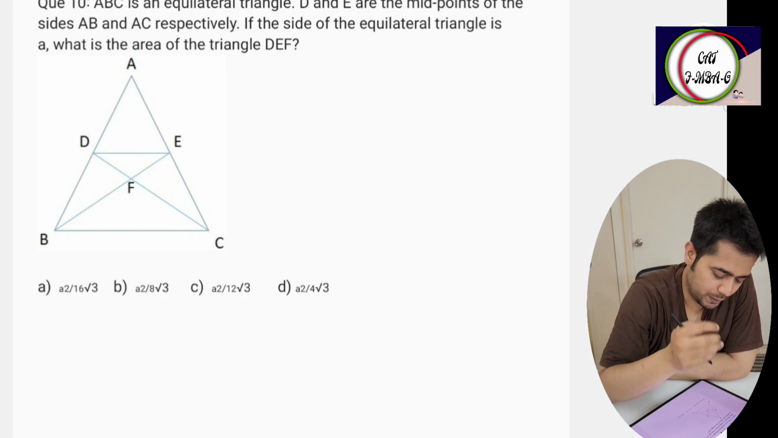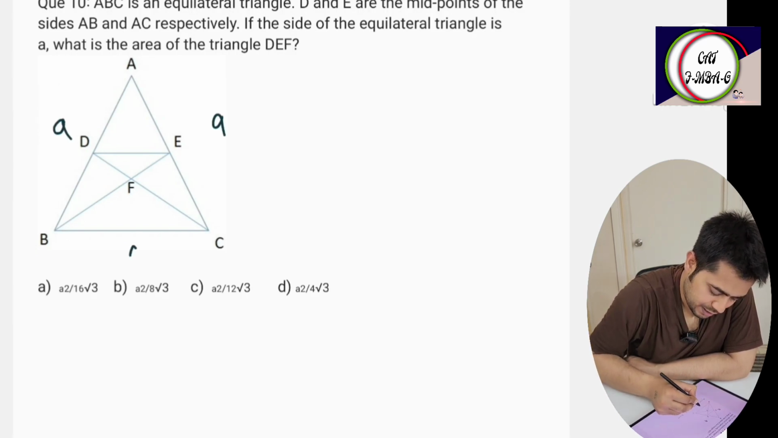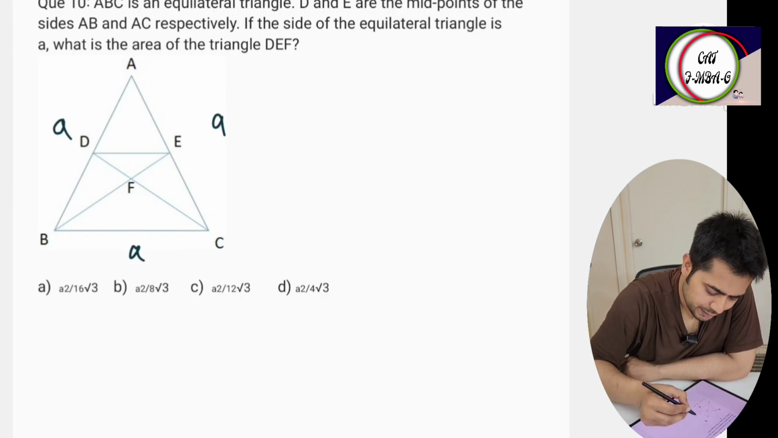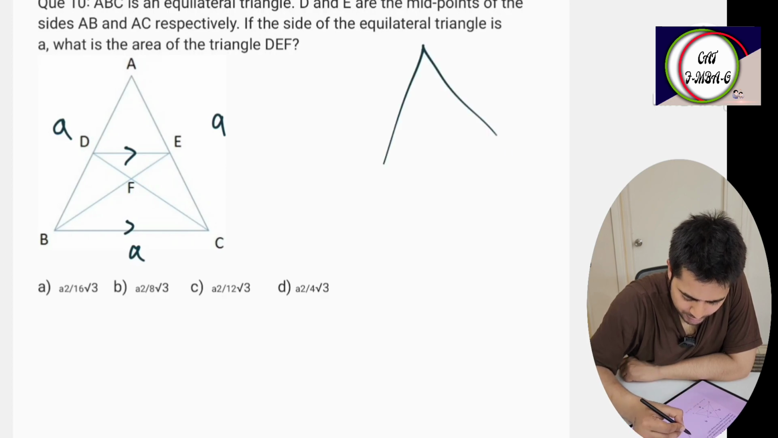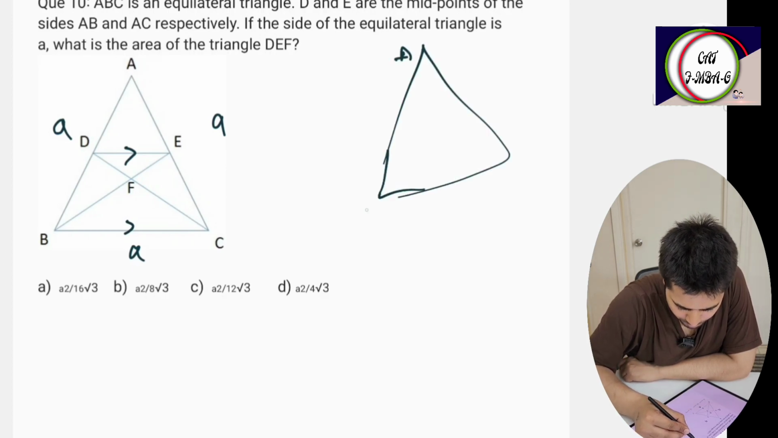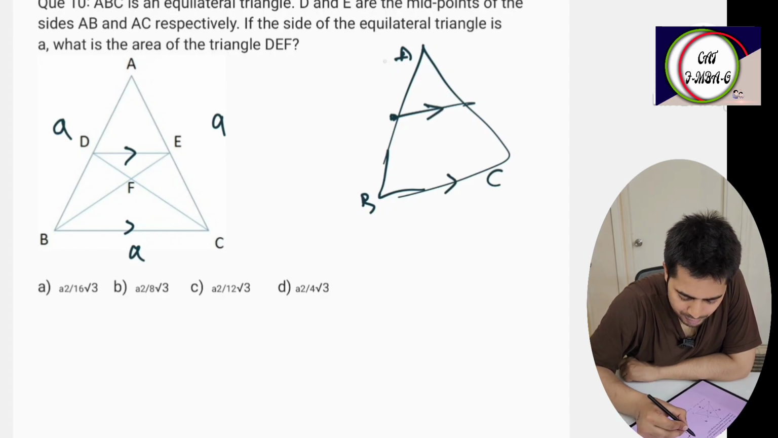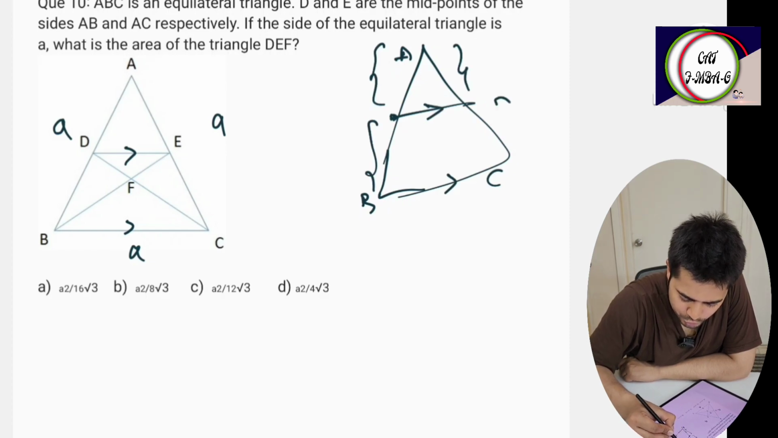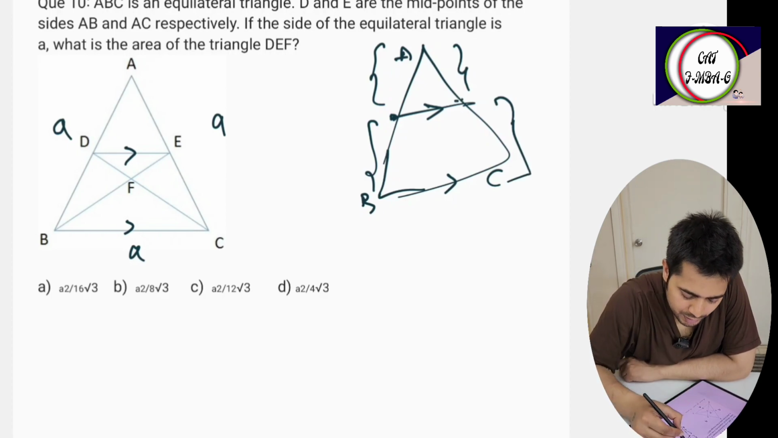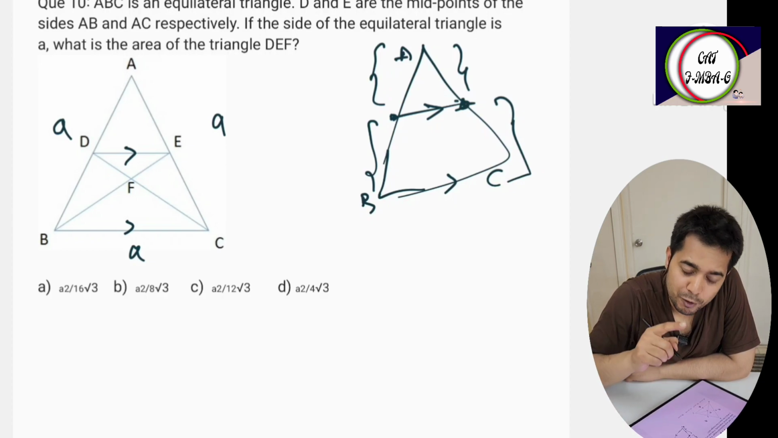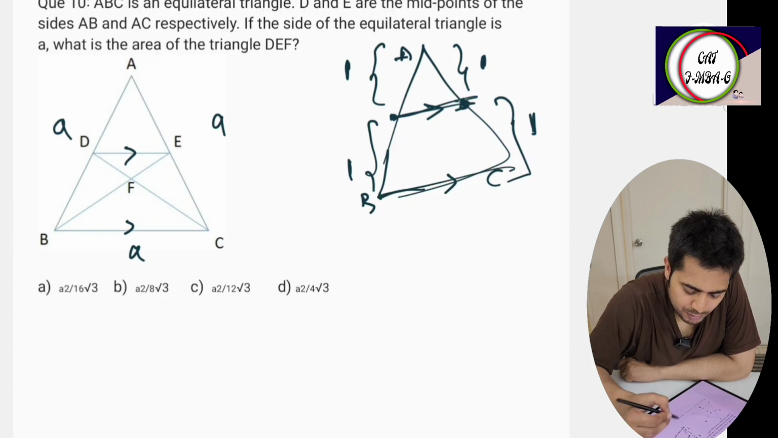Okay, observe this carefully. ABC is an equilateral triangle, so all sides are a. D and E are midpoints. So DE is going to be parallel to BC. Why? By the proportionality theorem, if in triangle ABC, D and E divide the sides in the same ratio, then these two lines are parallel. Here they are midpoints. This is also known as the midpoint theorem. So the ratio is 1 is to 1, so these two lines are parallel.